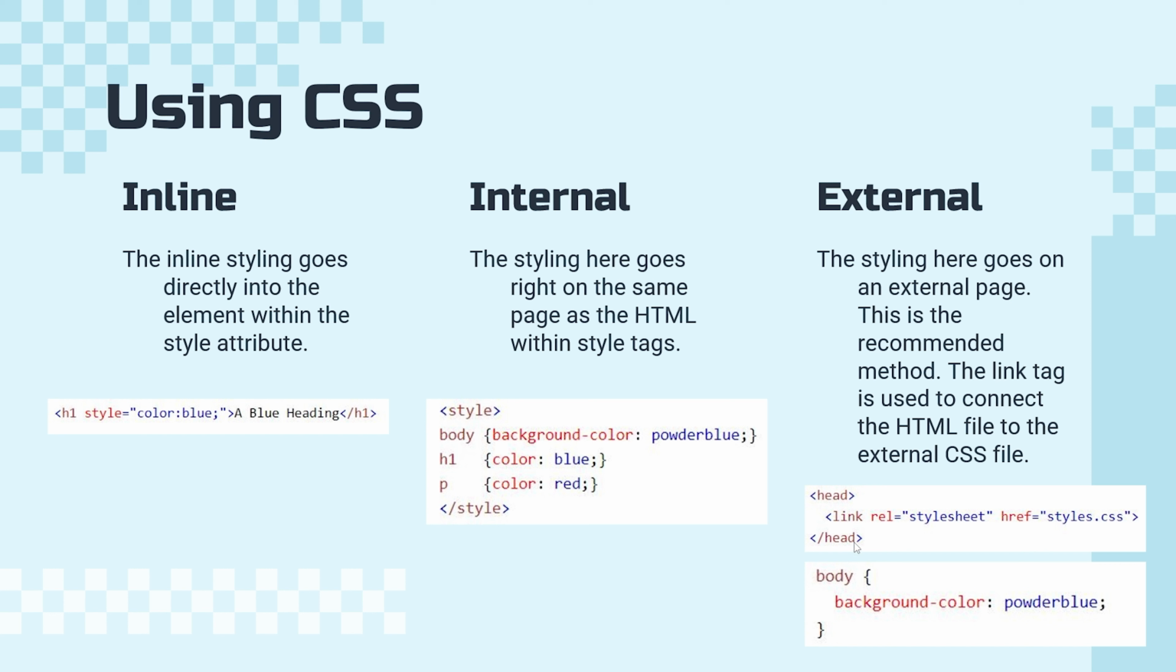Within the head tag of the HTML file, we have our link tag. It has two attributes, which are the relationship, and we're going to state that the relationship is a style sheet, and we're going to place the source within the href attribute. Now, in our dedicated style sheet, which is the external style sheet, we can start declaring our styling rules. We're targeting the body in this example, and we're applying a background color of powder blue.